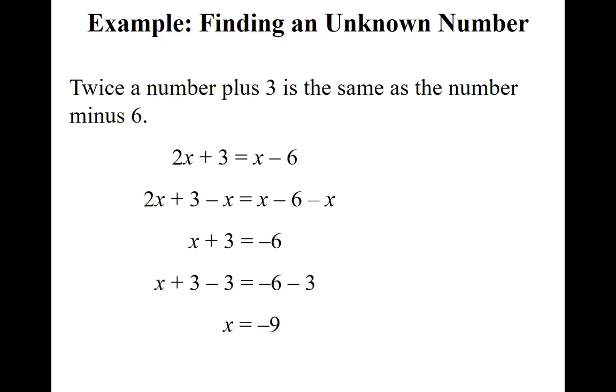Let's plug that back in. Twice a number. 2 times negative 9 is negative 18. Plus 3, that would be negative 15. So negative 15 is the same as the number minus 6. Negative 9 minus 6 is negative 15. That's a true statement. Our solution is valid. The number is negative 9.